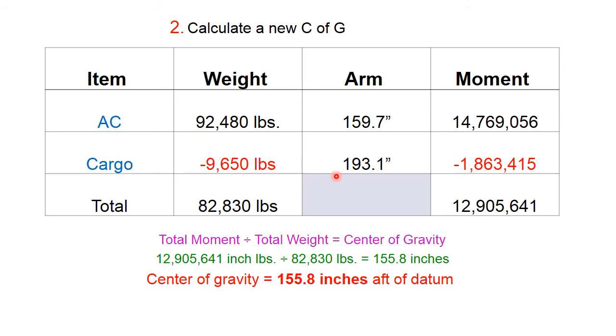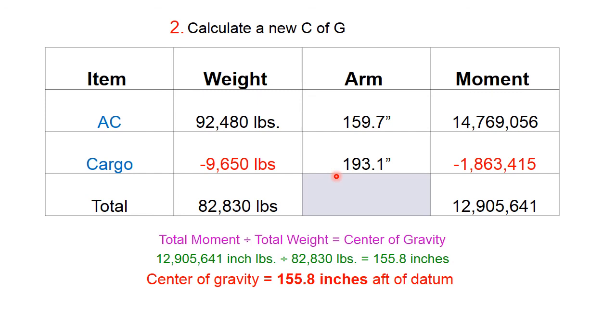Since this weight is being removed from the aircraft, it has a negative value. Its arm was 193.1 inches. Now we have the information we need to compute the two moments, the moment for the aircraft itself and the moment for the cargo that is being removed. Recall that cargo being removed is a negative value multiplied by a positive arm is going to give us a negative moment.